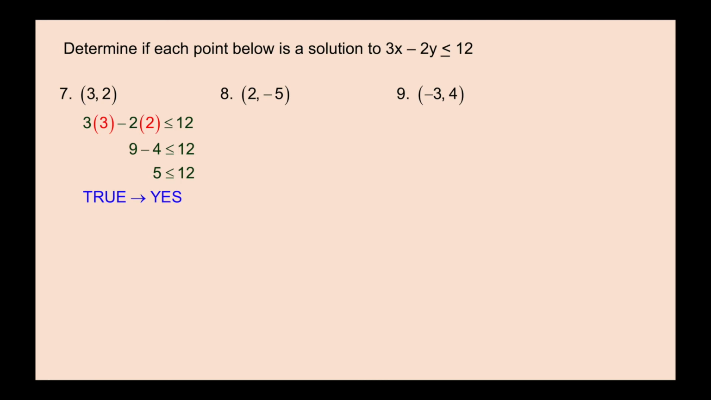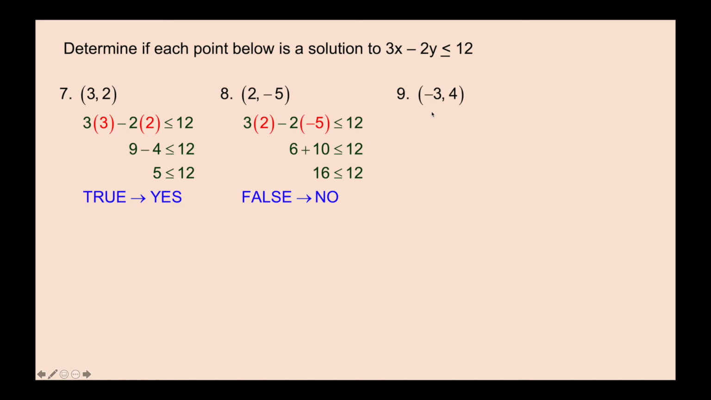And we'll do the same thing for number 8. So here we've got 3 times 2 minus 2 times negative 5 is less than or equal to 12. From here, 3 times 2 is going to give us 6. Negative 2 times negative 5 is positive 10. 6 and 10 combined give us 16. And so we have 16 is less than or equal to 12. This is not a true statement. This is false. So that means that no, it does not represent a solution.